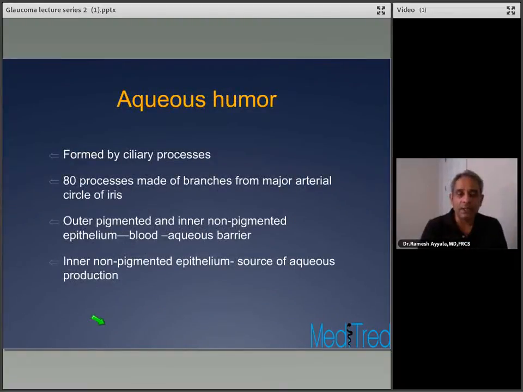So to summarize so far, aqueous humor is formed by the ciliary process. There are about 80 ciliary processes, made of branches from the major arterial circle of the iris, remember this. The outer pigmented and the inner non-pigmented epithelium put together form the blood aqueous barrier. The inner non-pigmented epithelium is the source of aqueous production and active secretion of aqueous. Remember, this is also an OCAP question.